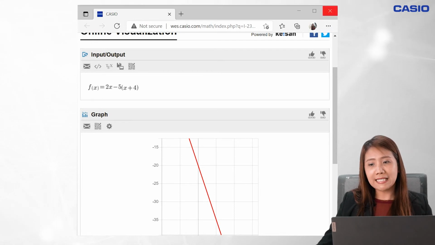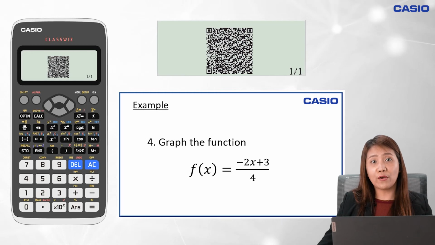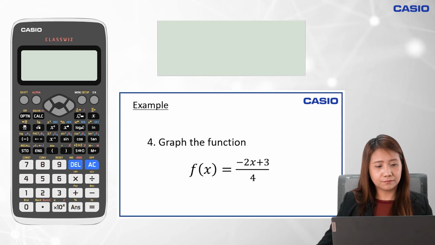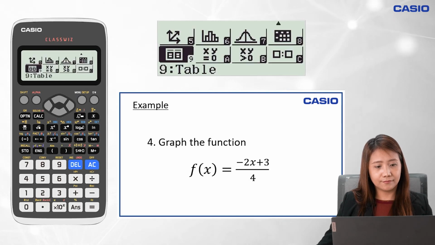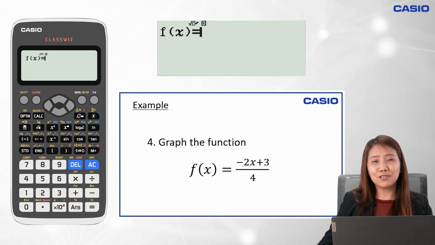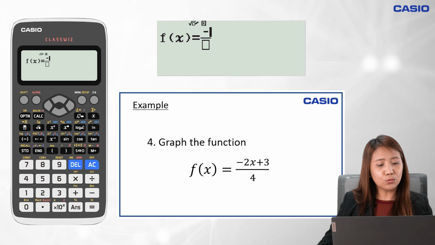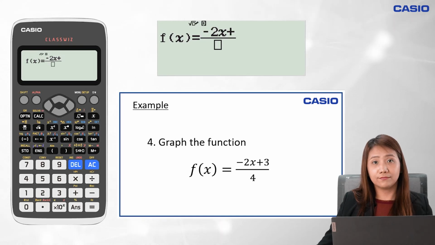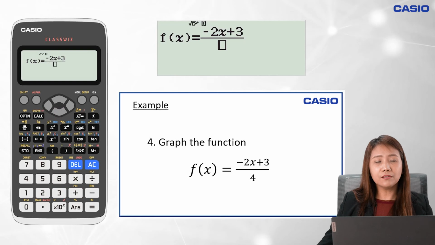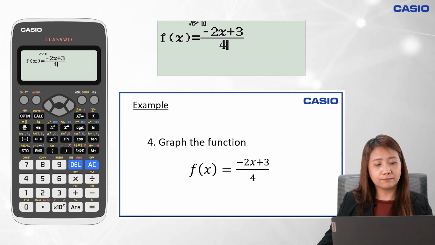And let's have our fourth example. Let's graph the function f of x is equal to the quantity negative 2x plus 3 over 4. First, we press Menu and 9. And we input the function. So first, let's key in the fraction key. We input the numerator, that is negative 2x plus 3. Then arrow down. For the denominator, let's key in 4. Let's press equal sign twice.